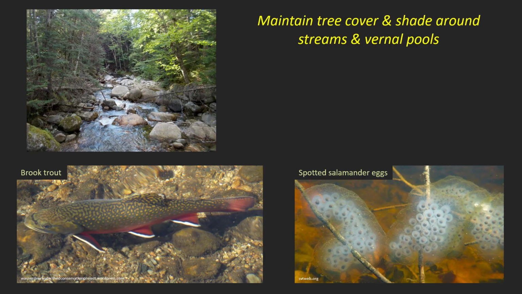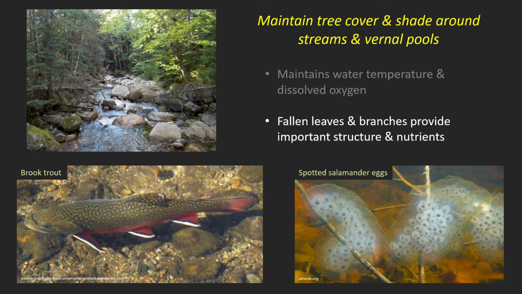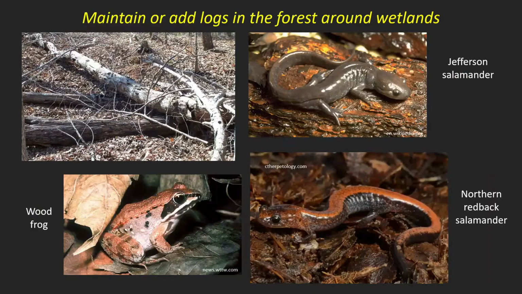As a general rule, we should maintain existing tree cover and shade immediately over streams and vernal pools. Shading is important for maintaining cool water temperatures and dissolved oxygen, which are critical habitat features, especially for brook trout. Fallen branches provide shade and attachment sites for amphibian eggs, and leaves support aquatic invertebrates that are important food for trout and amphibians. Whenever possible, leave or add fallen logs in the forest around wetland habitats.